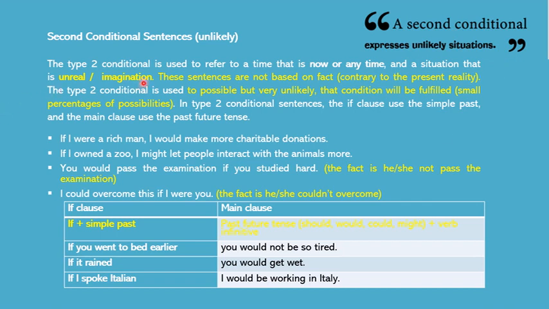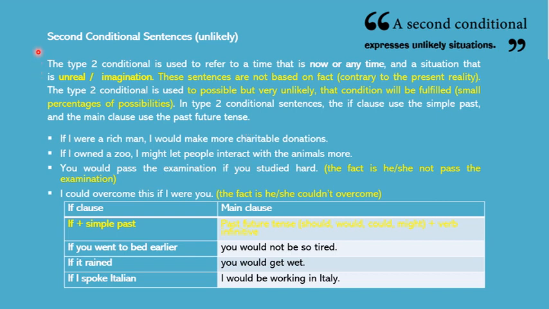The type 2 conditional is used to refer to a time that is now or any time, and a situation that is unreal or only imagination. These sentences are not based on fact, and are contrary to the present reality. The type 2 conditional is used when it is possible but very unlikely that the condition will be fulfilled. Small percentages of possibilities. In type 2 conditional sentences, the if clause uses simple past and the main clause uses the past future tense.